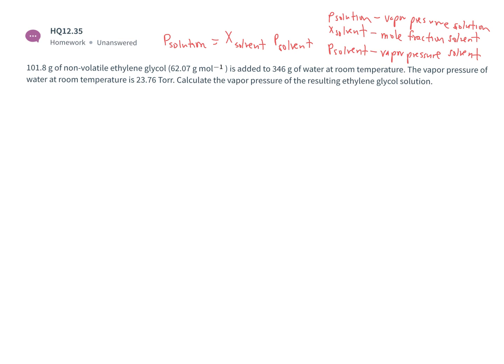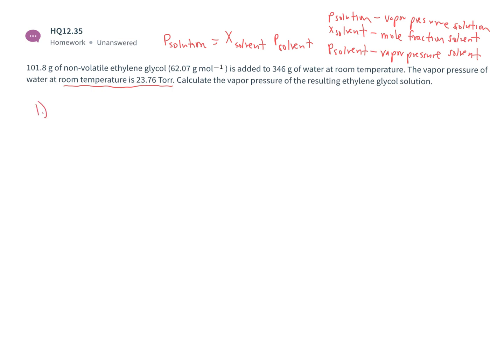So I add 101.8 grams of non-volatile ethylene glycol to 346 grams of water at room temperature. The normal vapor pressure at room temperature is 23.76 torr. What is the vapor pressure of the resulting solution?